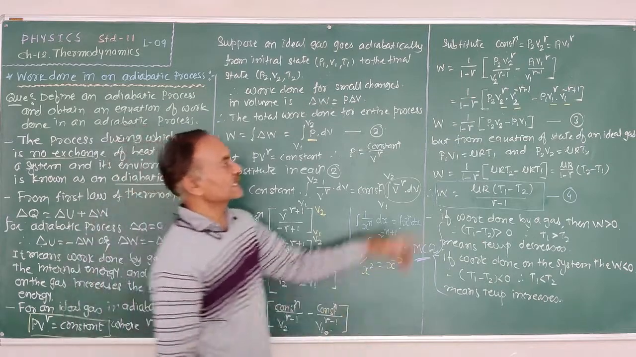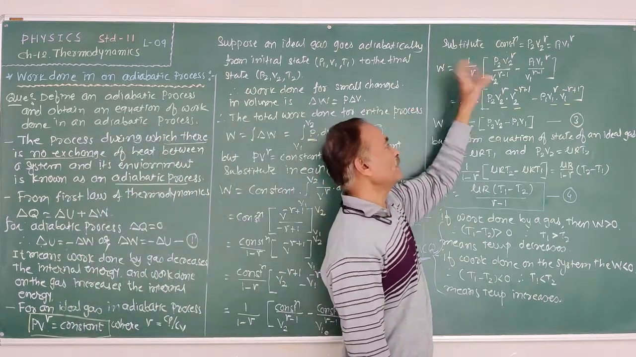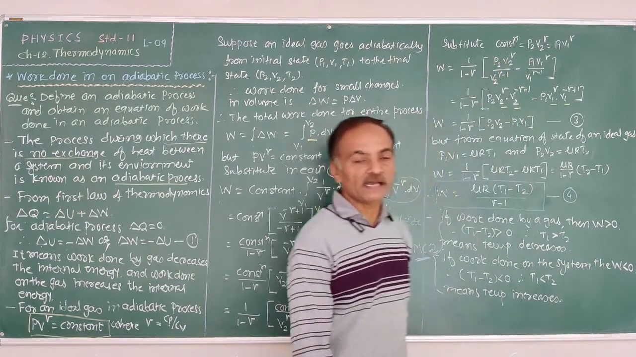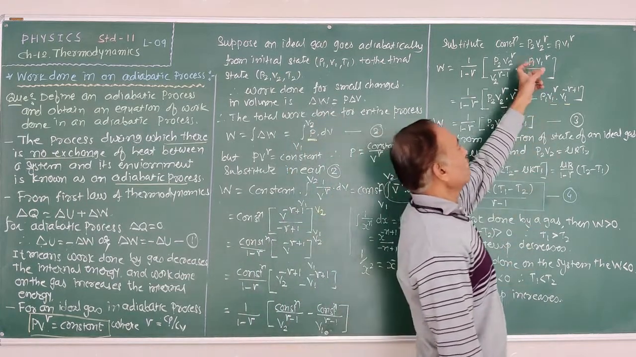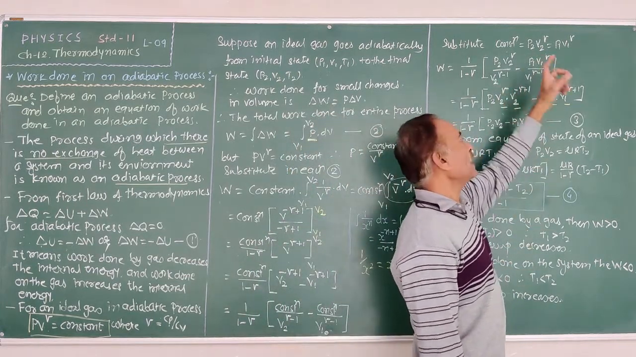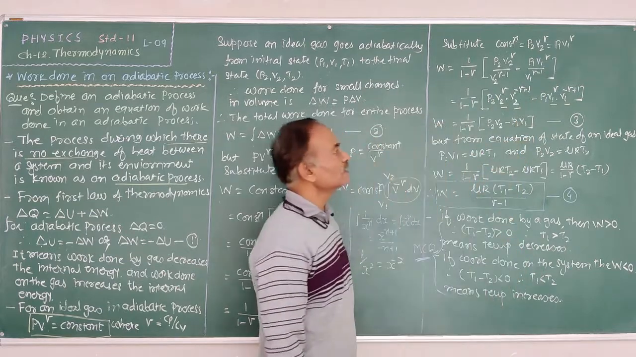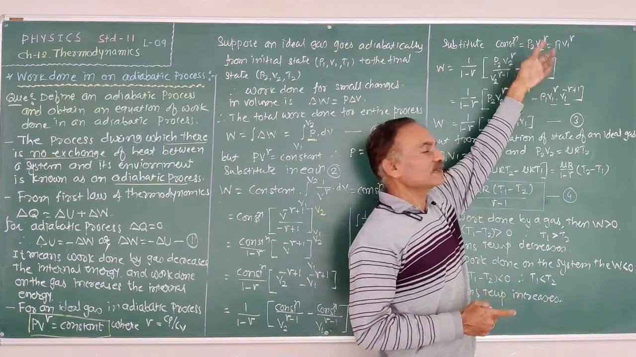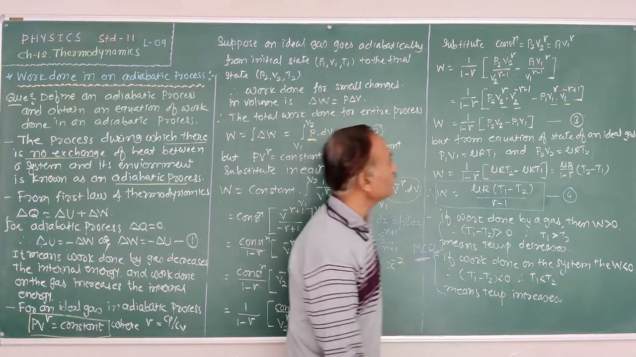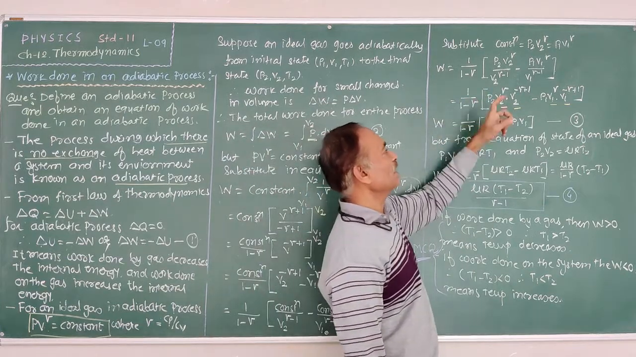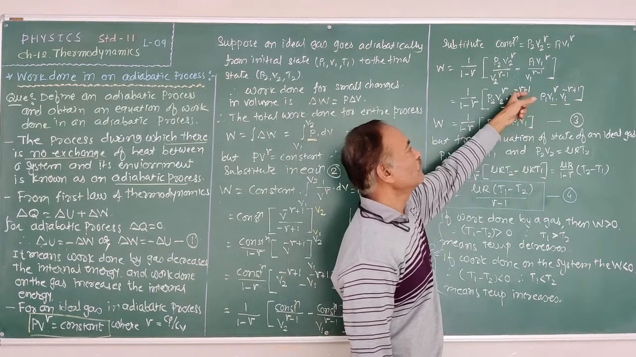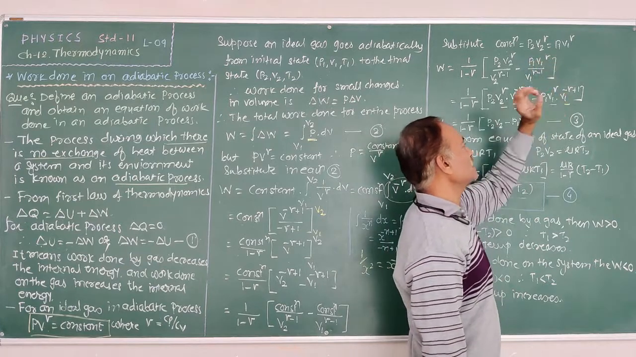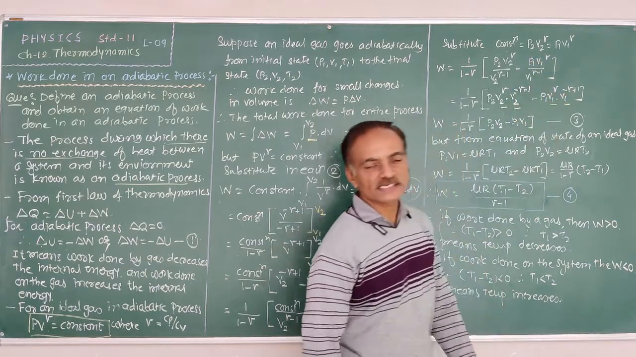Again, the equation takes this form. W is equal to 1 upon 1 minus gamma into the bracket: P2 V2^gamma upon V2^(gamma-1), minus P1 V1^gamma upon V1^(gamma-1). Again, we take V2^(gamma-1) and V1^(gamma-1) into the numerator, and the power becomes negative. Therefore, 1 upon 1 minus gamma, P2 V2^gamma into V2^(-gamma+1). Now the second term, minus P1 V1^gamma into V1^(-gamma+1).